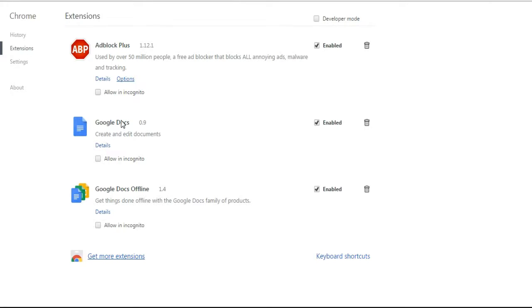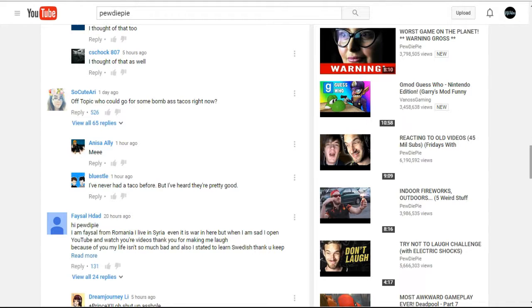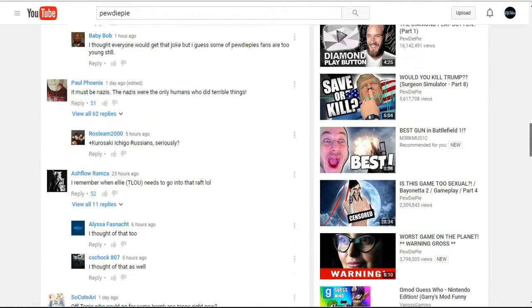So then I have Google Docs and Google Docs Offline, and then I have Get More Extensions. So literally, these are the only three add-ons which I have for my computer. It's not like I went and deleted any others, because I actually didn't know about this until I looked it up a little while ago, because I didn't know this was going to be implemented. But this is pretty interesting.